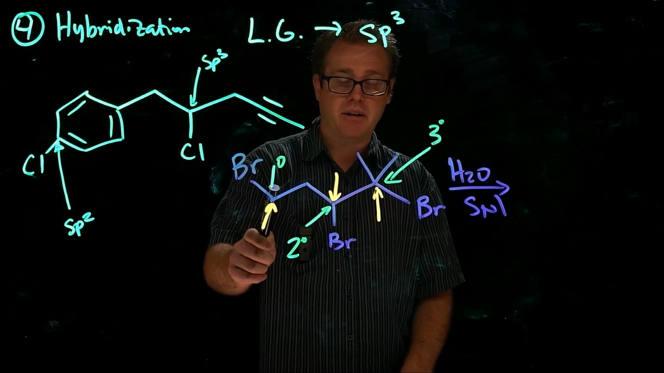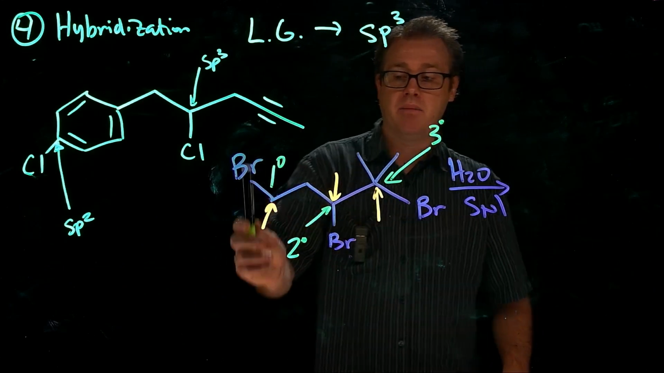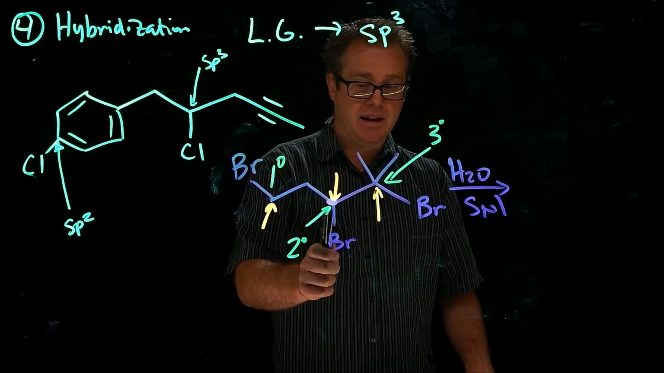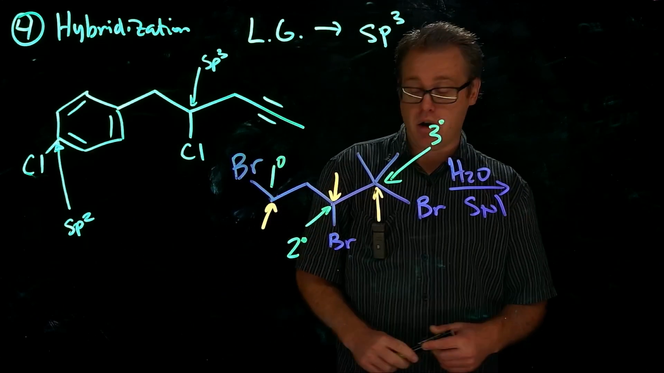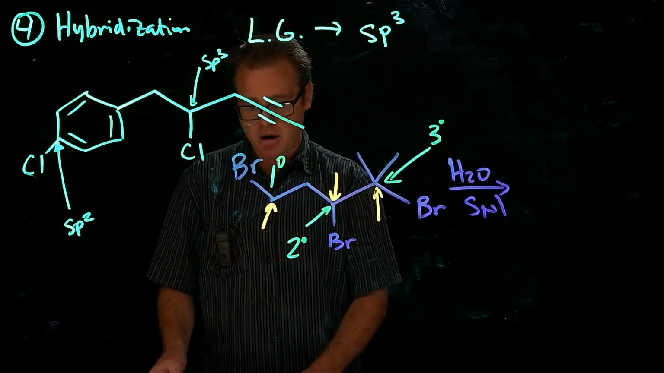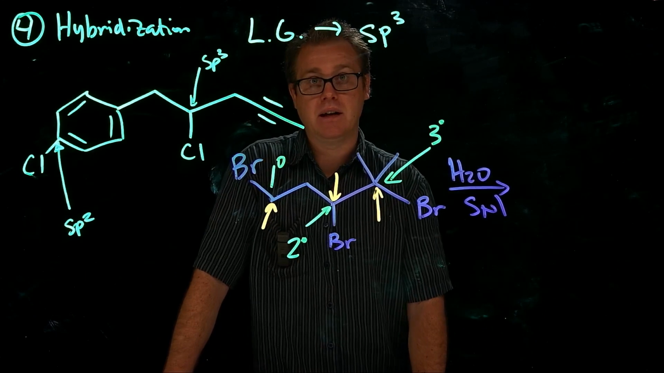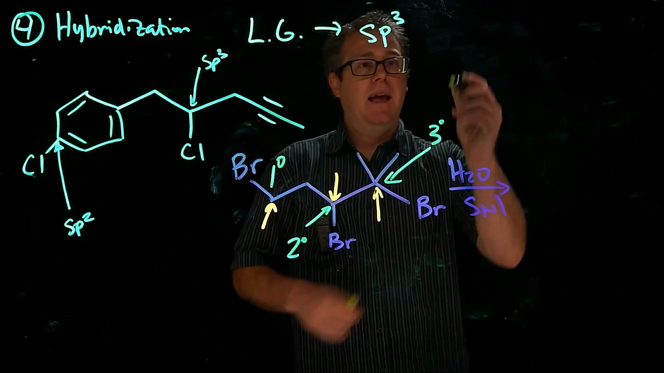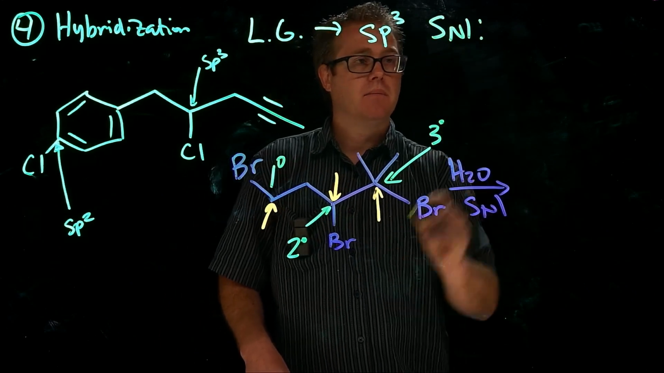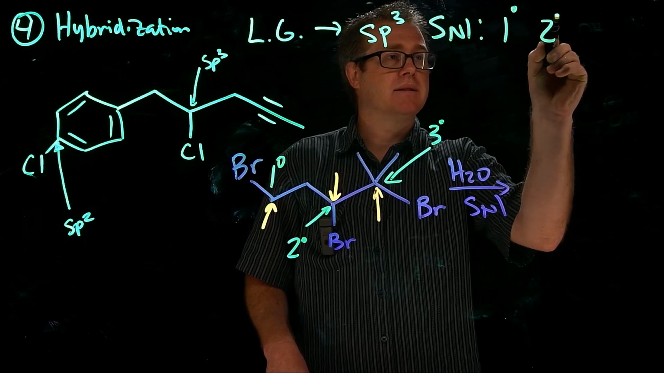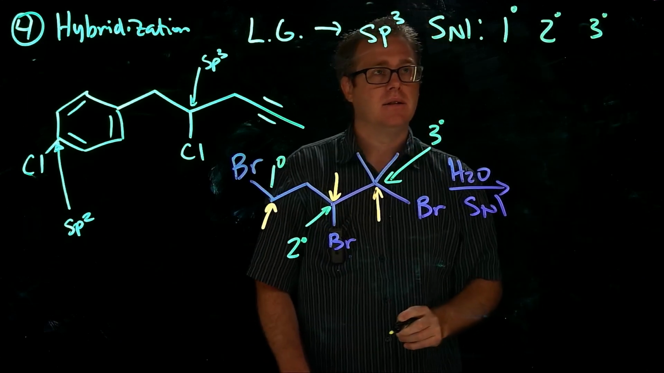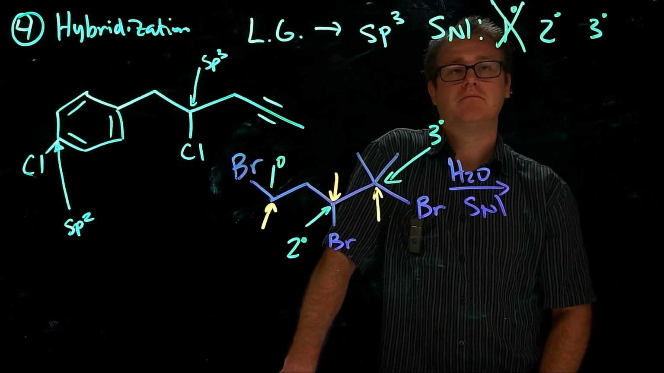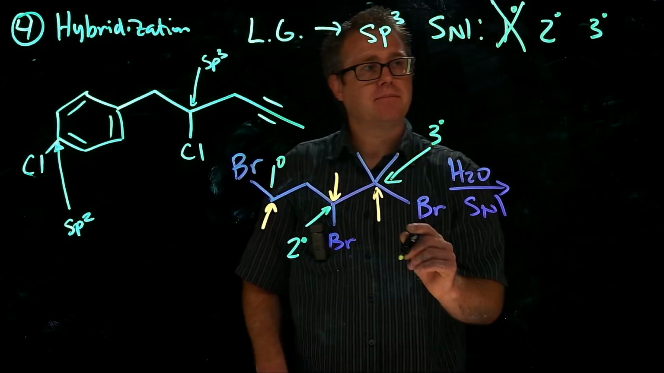And so that primary alkyl halide, if it undergoes an SN1, would become a primary carbocation. That's no go. That would become a secondary carbocation and a tertiary. And those are okay because those carbocations are stable enough that they can form those intermediates. So what we can say for an SN1, we have primary alkyl halides, secondary, and tertiary. Which ones are not an option? Cannot do that one. All right.